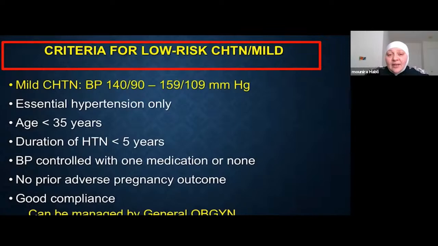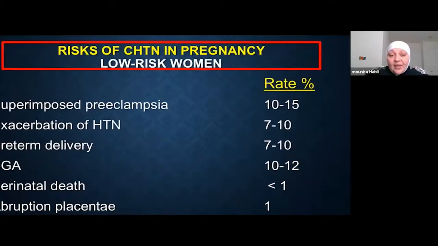Criteria for mild or low-risk chronic hypertension are: essential hypertension only, age less than 35 years, duration of hypertension less than 5 years, blood pressure controlled either with no medication or one medicine, no prior adverse pregnancy outcome, and good compliance. These patients can be managed by a general OBGYN.